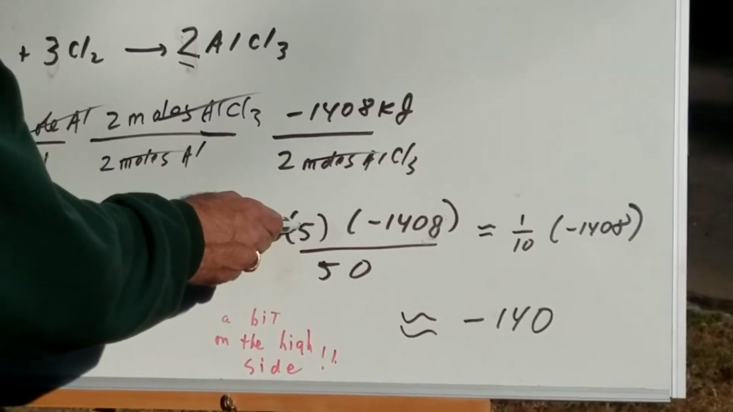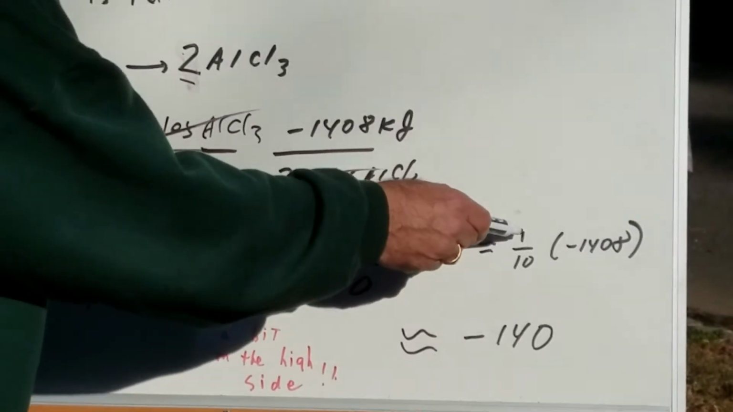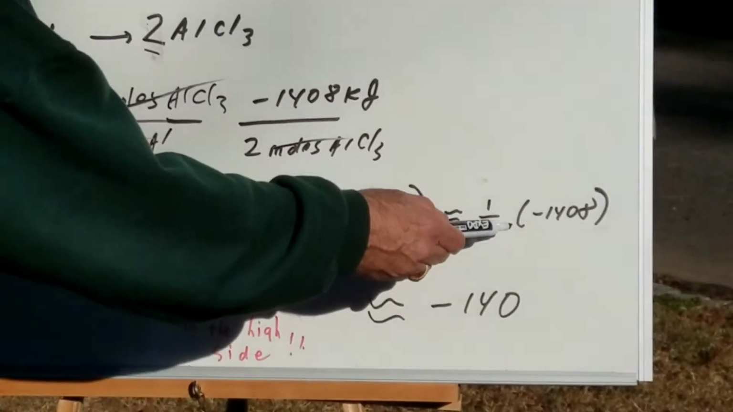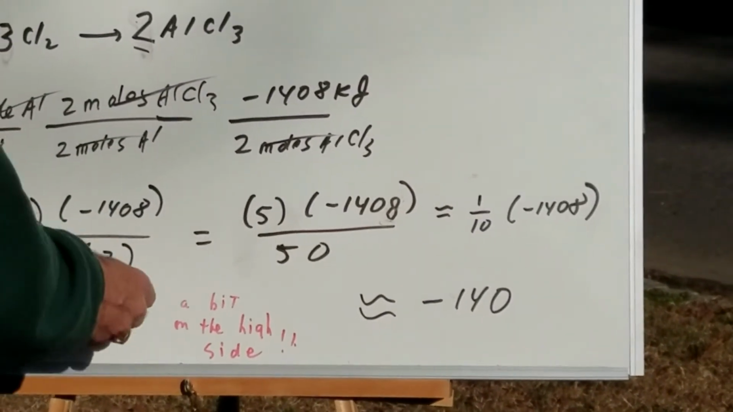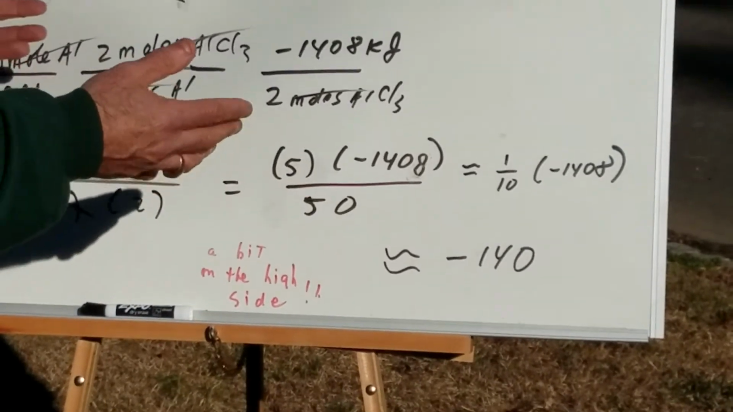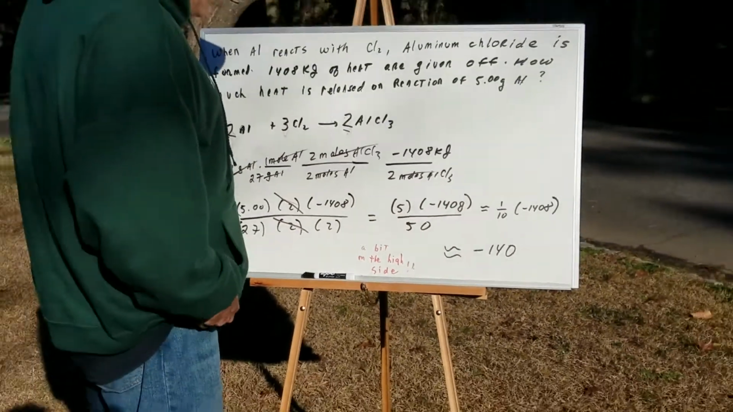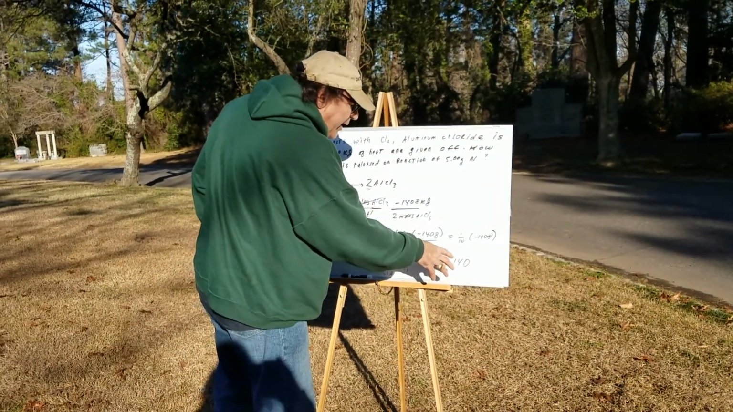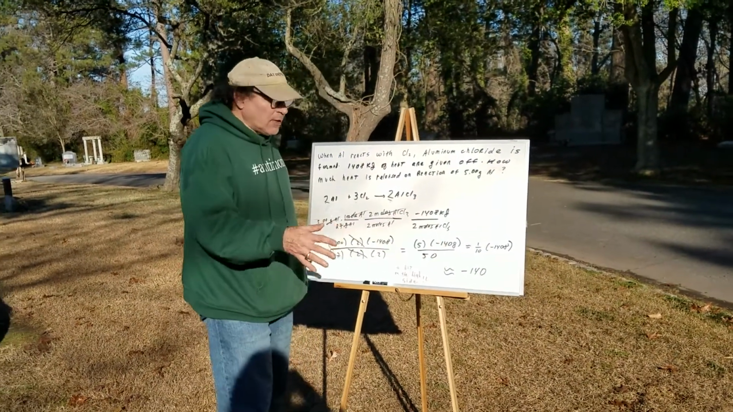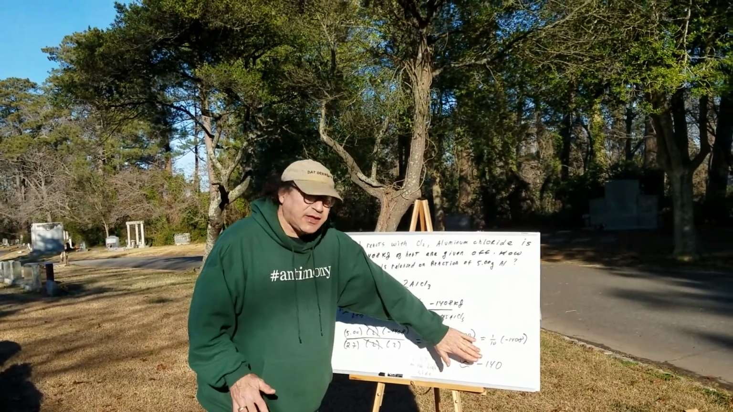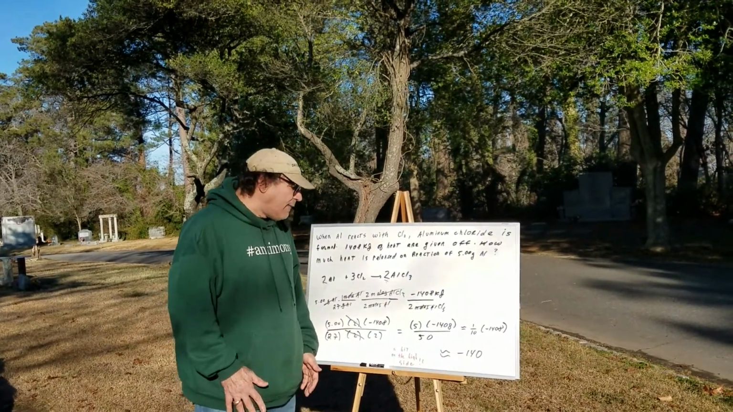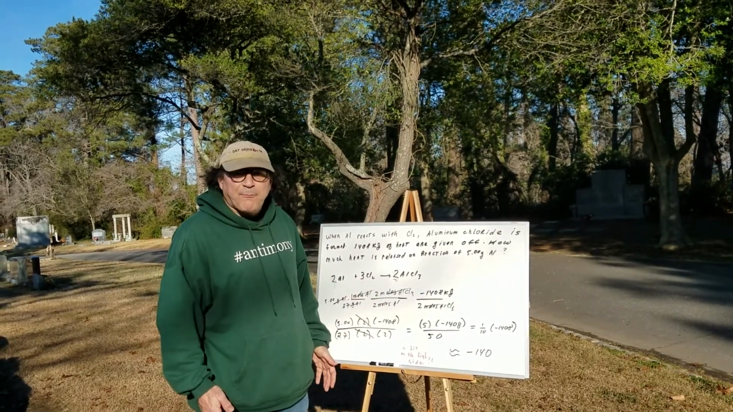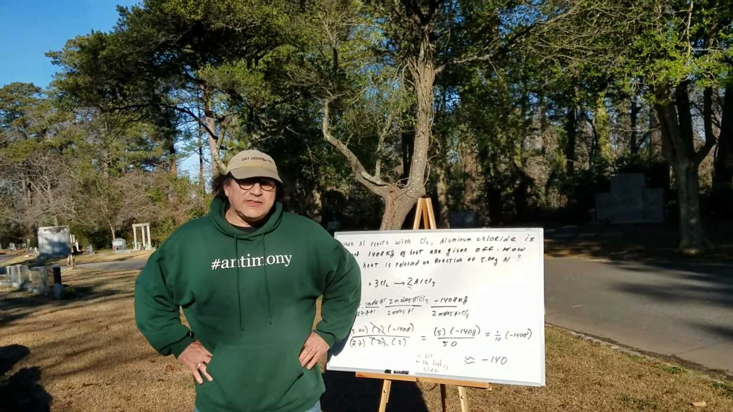Now, a nice little trick, 5 over 50 is 1/10. So basically, all I'm going to do is to take 1/10 of minus 1408, which comes out to be about minus 140. And we know we're a little bit on the high side. So when I say high side, don't look at the negative. Just look at the absolute value. So instead of being minus 140, again, don't look at the negative. The negative just means that heat was given off. So that means that the answer would be probably around 132, 130, in that ballpark. And the actual answer was negative 130.